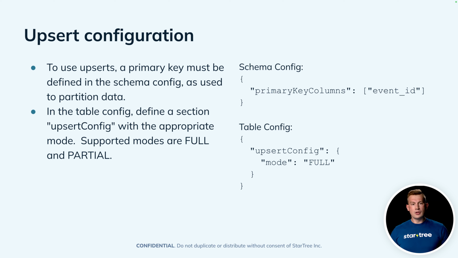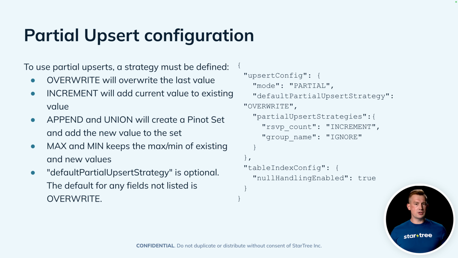To use Upserts, we need to define a primary key in the schema config. And also, we need to update the table config to support Upserts. We need to specify the mode, which is full or partial. When we use partial Upserts, there are additional configurations available.